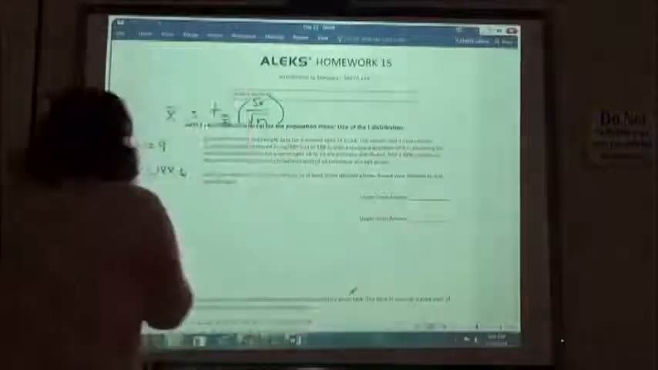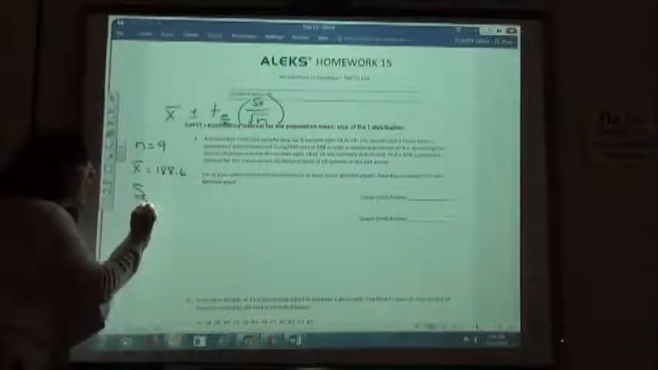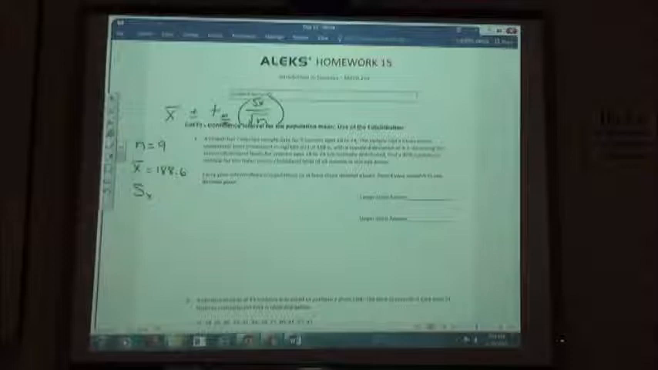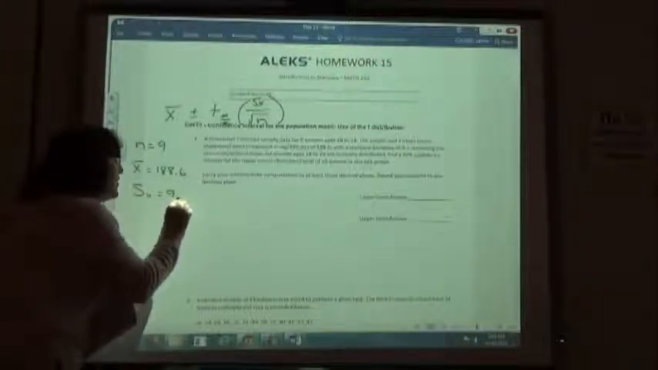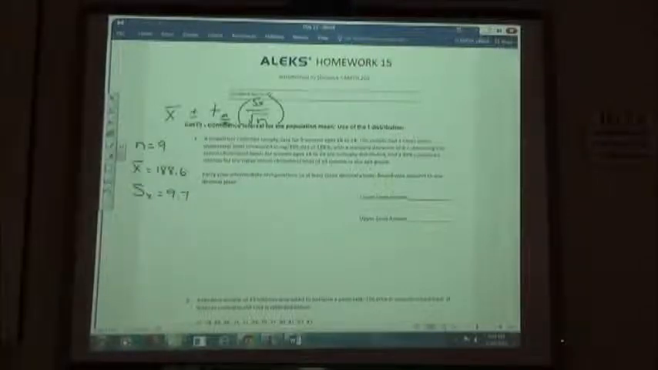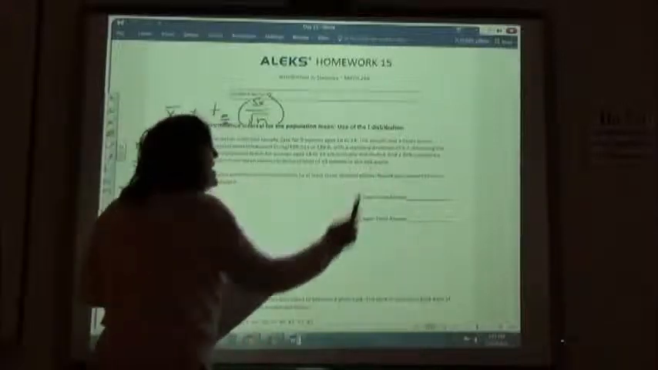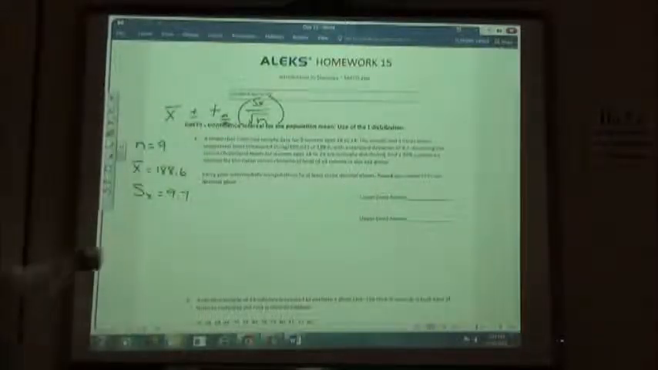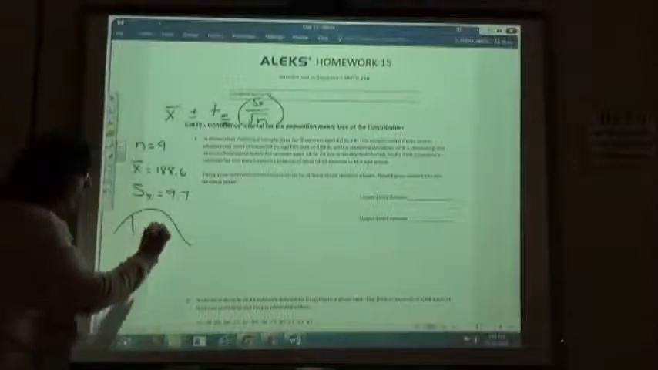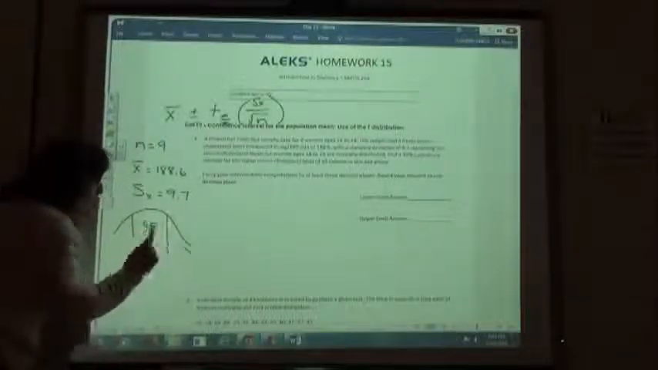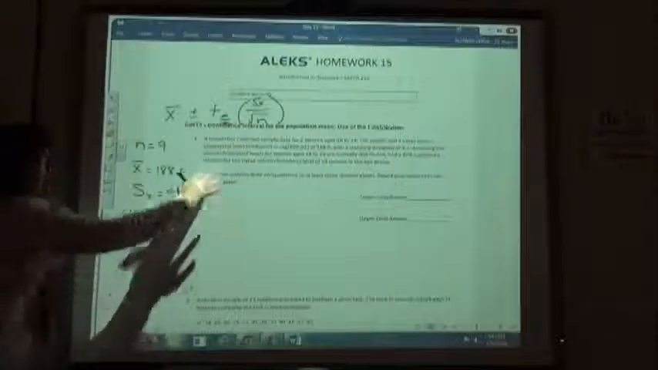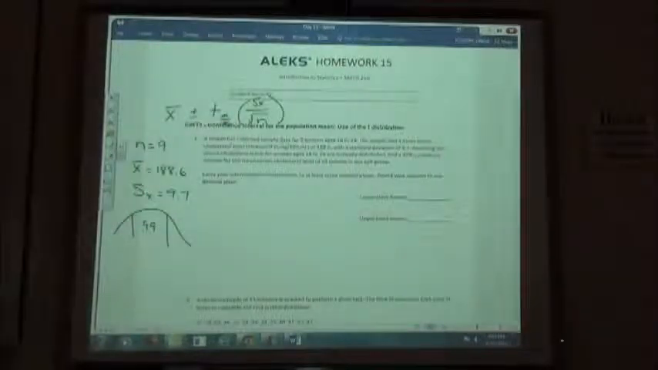All right, my sample standard deviation, which is the s sub x instead of having the population standard deviation, this is the sample standard deviation, is 9.7. And we want to find, assuming the serum cholesterol levels for women ages 18 to 24 are normally distributed, a 99% confidence interval. So again, 99% is the middle. We want to find the end, so when we calculate that number in our formula.